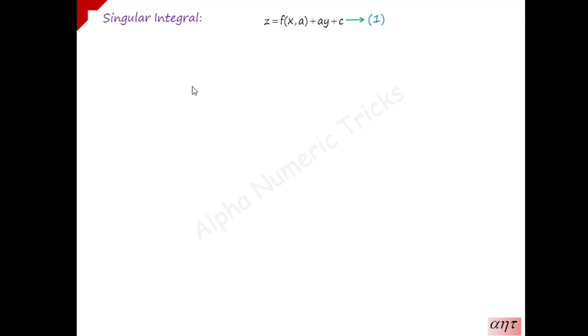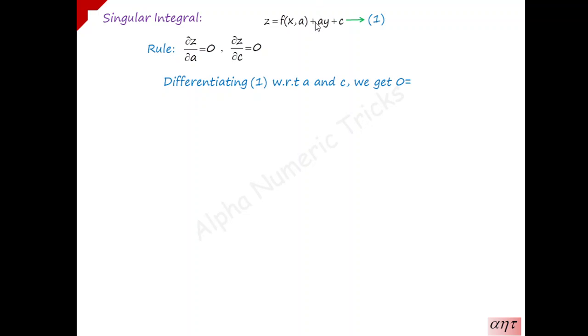What is the rule we are using? Dou z by dou a is equal to 0 and dou z by dou c is equal to 0. That is, it is differentiated with respect to the available arbitrary constants partially and equated to 0. Okay, so this rule is used here to get the singular integral. Now we will see how to get the singular integral.